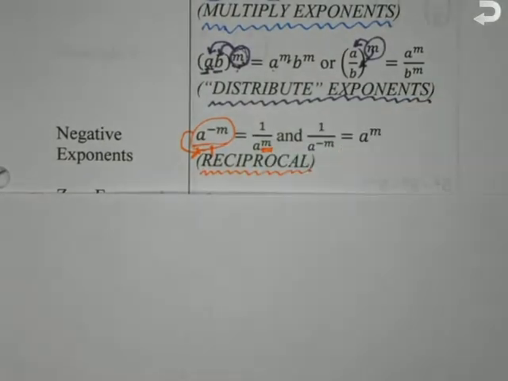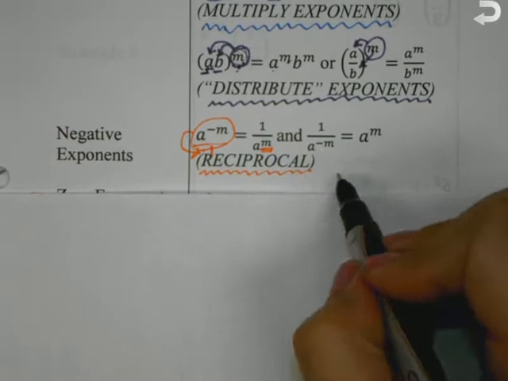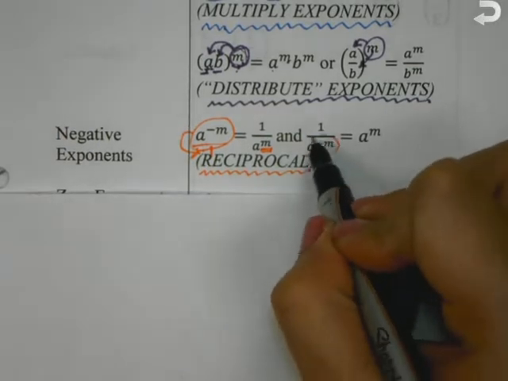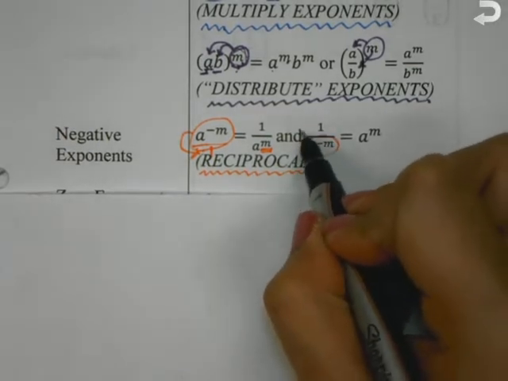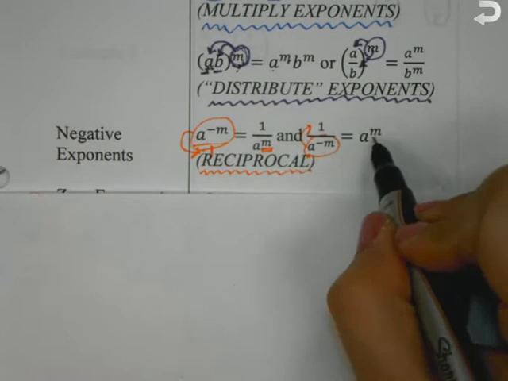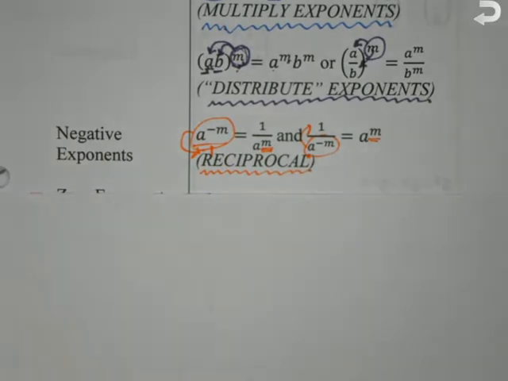It works the other way too. If I have 1 over a to the negative m, that has to move upstairs, and then it can become a to the positive m. So the negative is kind of like a red flag for us saying this is in the wrong spot. So we have to move it, and then it can become positive. Okay, so it does become positive after we move it. The negative is just kind of like a warning that it's in the wrong spot.